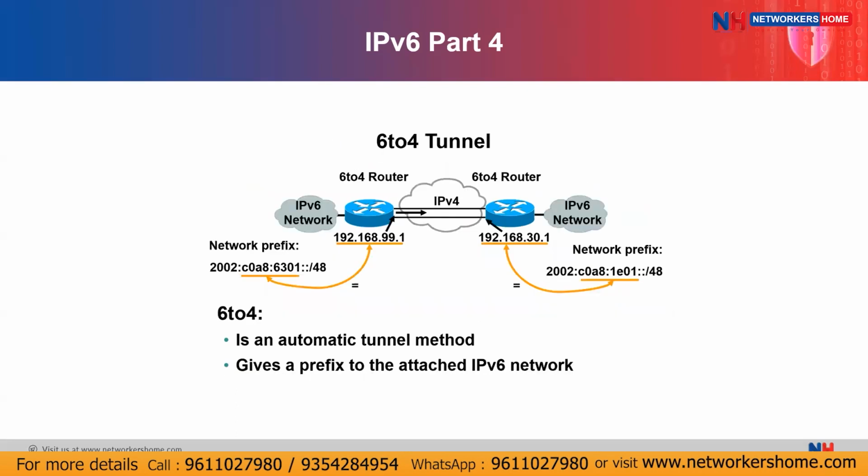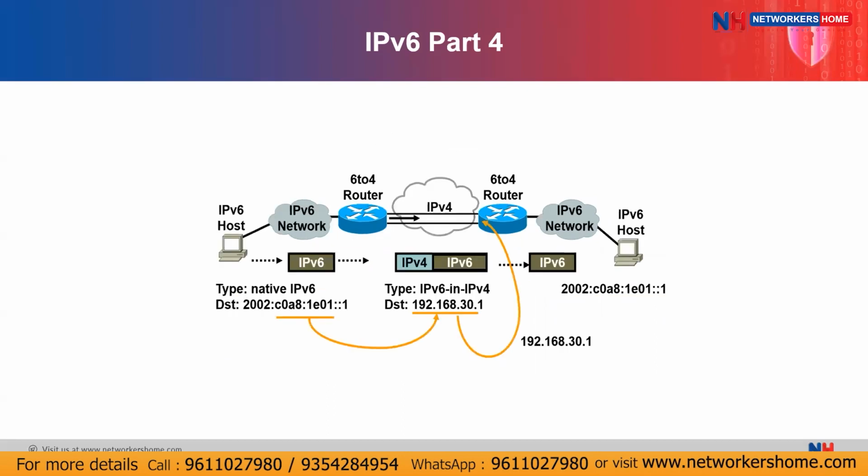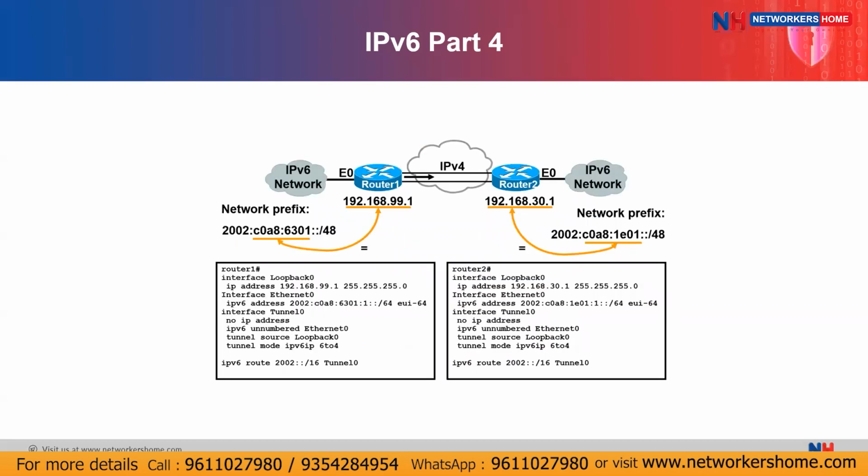And 6to4 is an automatic tunnel method that gives a prefix to be attached to the IPv6 network. So we have the IPv6 destination, and in between we have IPv4, so IPv6, IPv4, and IPv6. In the mid part, it shows that the tunnel address is IPv6. The same method we have mentioned here.